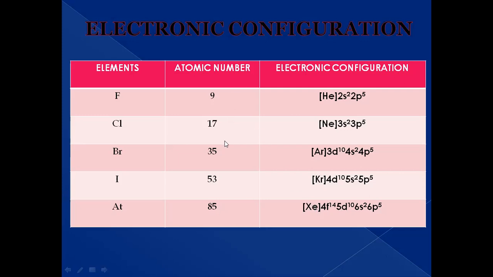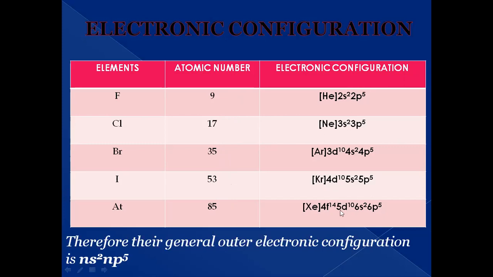Their atomic numbers can be easily generated by adding 9 plus 8, 17; 17 plus 18, 35; 35 plus 18, 53; and 53 plus 32, 85. As I have mentioned in my previous video also, you can add 8, 18, 18, and 32. That is how we can generate the atomic numbers in a very simple way.